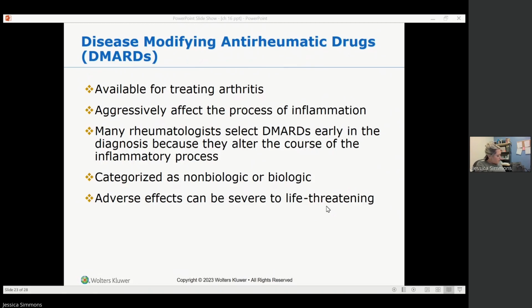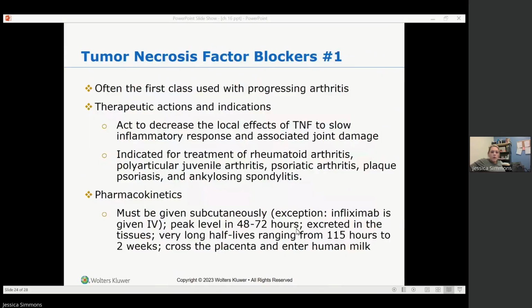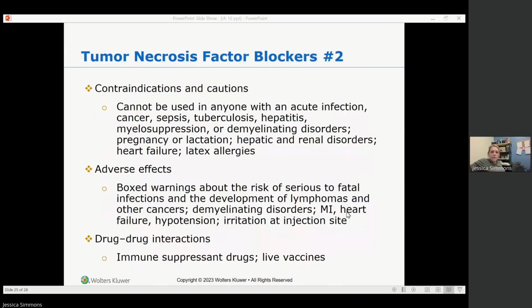The TNF blockers, the adverse effects include serious to fatal infections, lymphoma, and other cancers, MI, heart failure, injection site reactions. So these can be really, really dangerous. And we just talked about that. Boxed warnings about the risk of serious to fatal infections and development of lymphomas, which I just said. Drug interactions, immune suppressant drugs. You don't want to put your patient on too many immune suppressants.